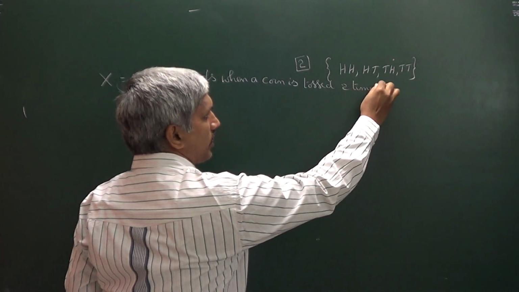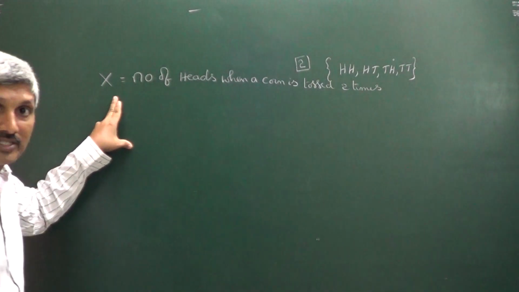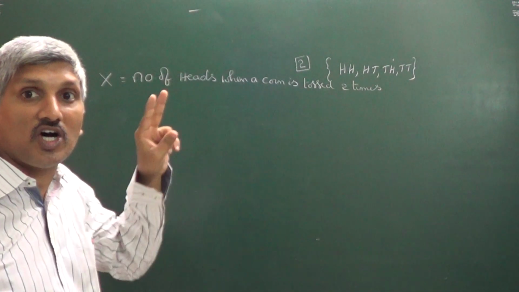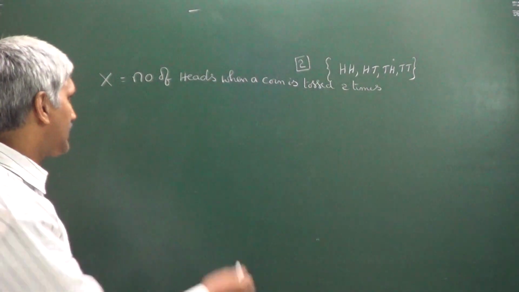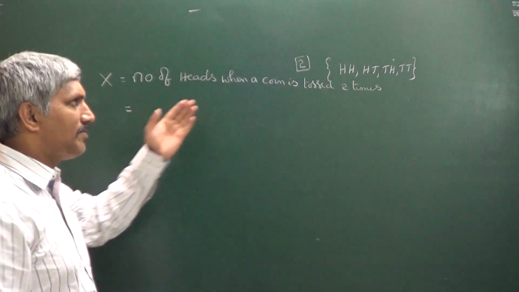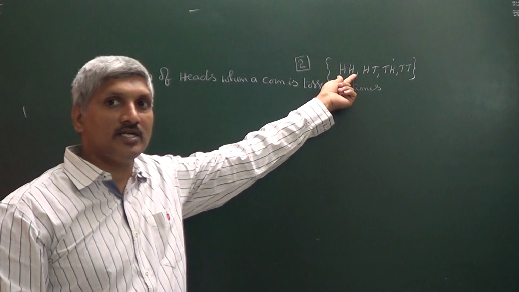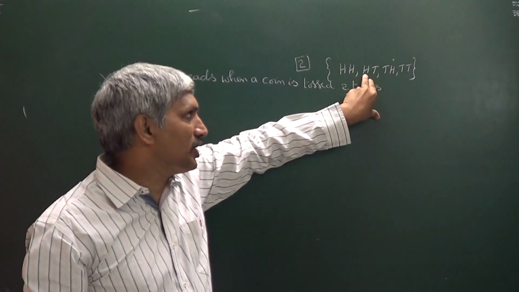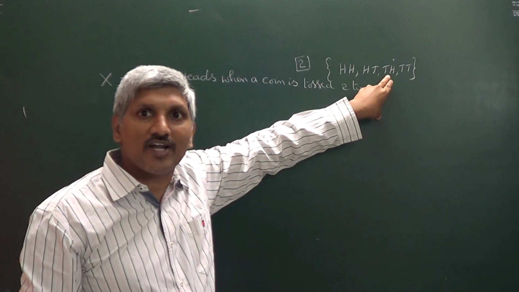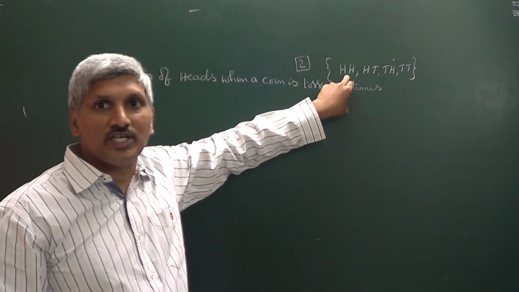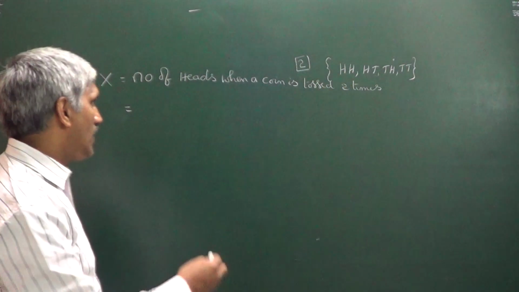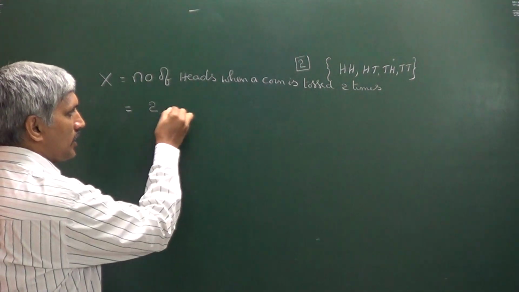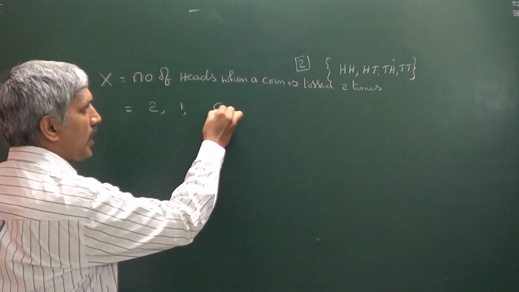Now tell me, what are the values taken by X? X denotes the number of heads when a coin is tossed two times. So X takes the values: in this case 0 heads, in these two cases only one head, and in this case two heads. That's why the number of heads can be 2, 1, or 0.